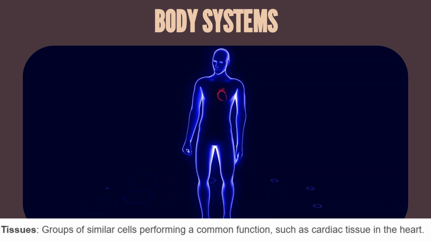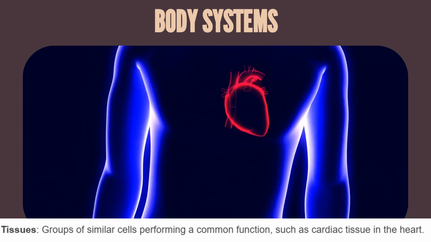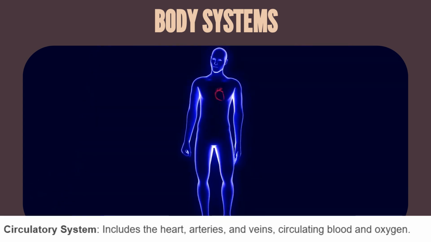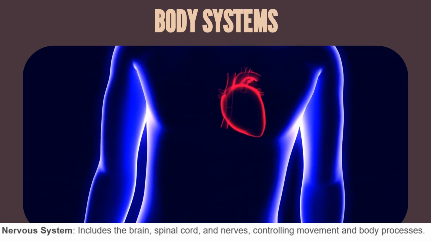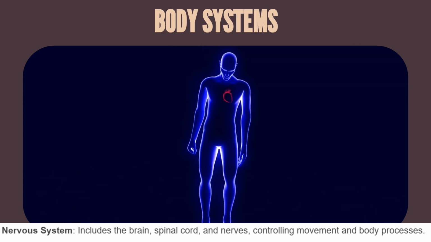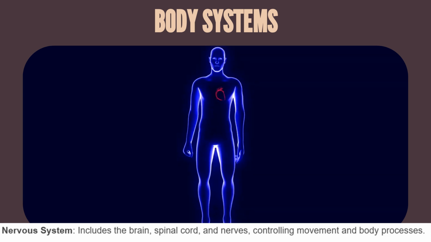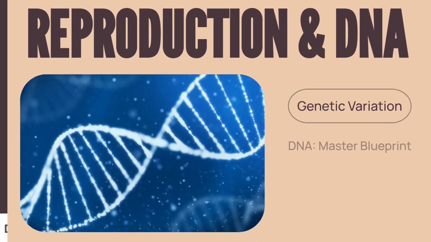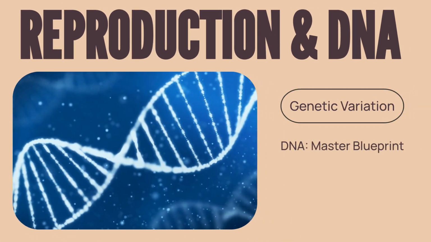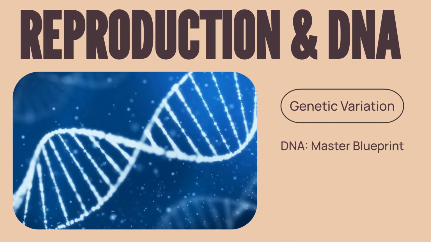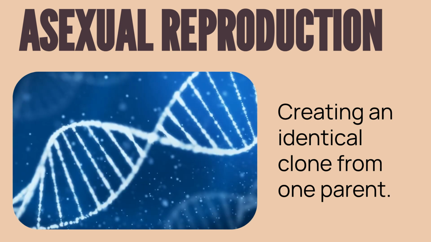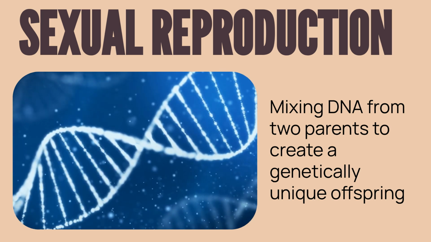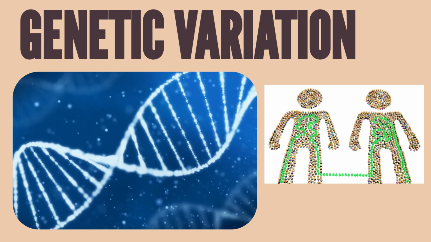Cells with the same job group together to form tissues. Tissues work together as organs, and organs team up to create organ systems. Your circulatory system is the highway, with the heart pumping blood through veins and arteries. Your nervous system is the internet and telephone lines, with the brain, spinal cord, and nerves sending signals everywhere. Your digestive system is the refinery, breaking down food into nutrients and energy. And the master blueprint for all of this? That's DNA. When organisms pass this DNA on, it can be through asexual reproduction, creating an identical clone from one parent, or sexual reproduction, mixing DNA from two parents to create a genetically unique offspring. This mixing is what creates genetic variation.